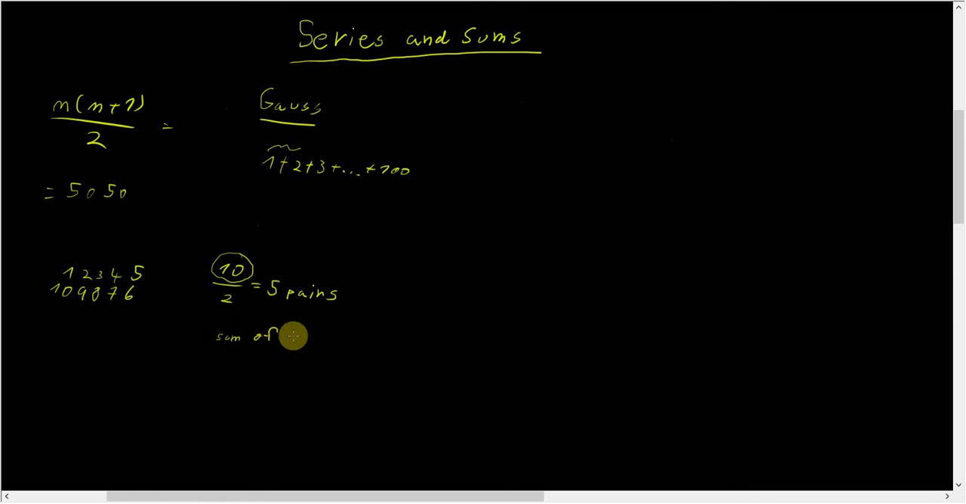Sum of each pair is n plus 1. This is our n. So n means basically how many numbers we have. So we get 5 pairs, so n divided by 2, and the sum of each pair is n plus 1.